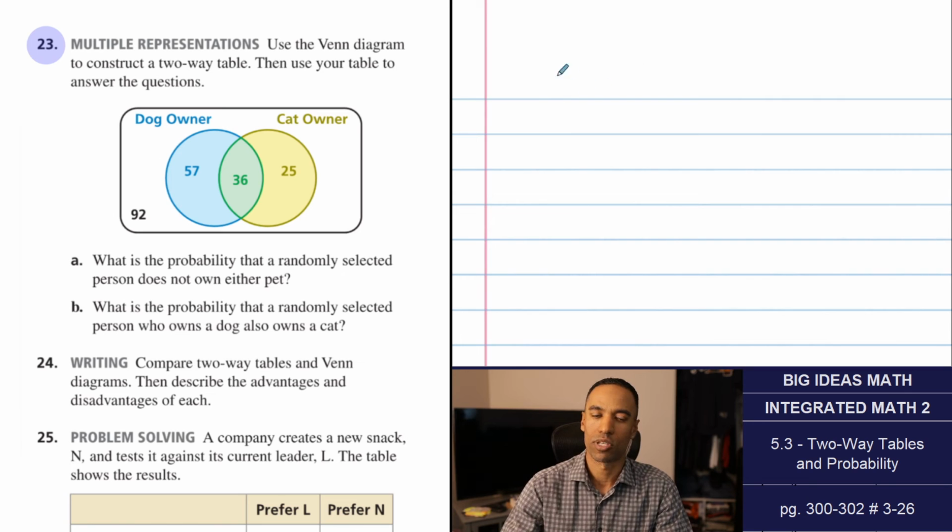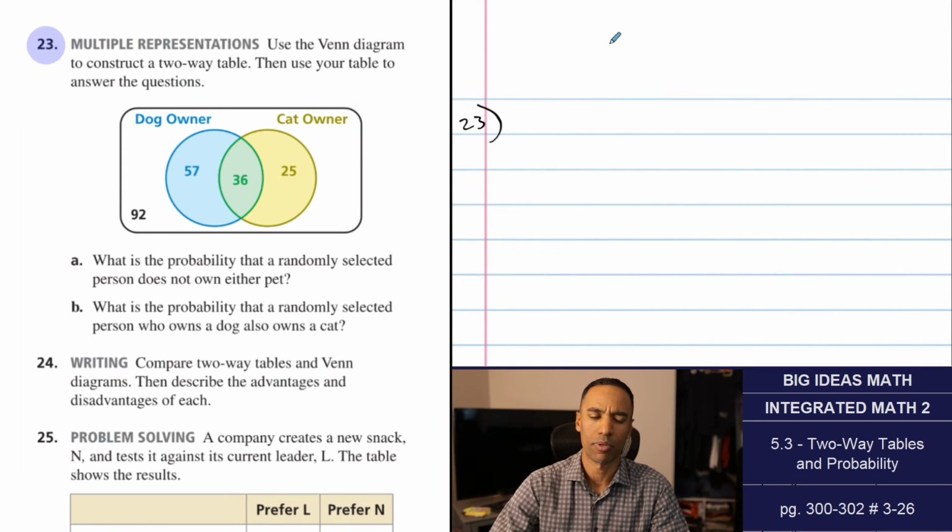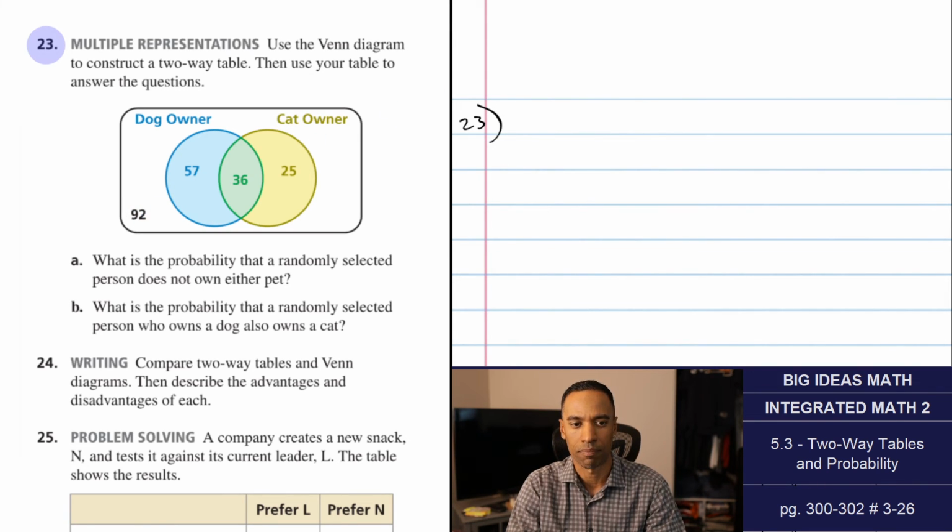All right, number 23. Use the Venn diagram to construct a two-way table, then use your table to answer the questions. So in this Venn diagram, we see we have exclusive dog owners, exclusive cat owners, owners of both dogs and cats, 92 of which do not own any of them. And let's go from that.